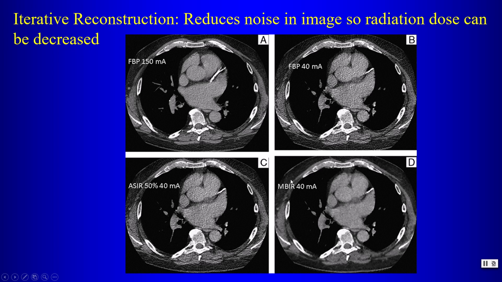If we use this different type of model-based iterative reconstruction here at 40 mA, we actually get less image noise than we have at 150 mA using filtered back projection. So what this means is that using iterative reconstruction, because this decreases the noise in your image, you can decrease the exposure factors up front in your CT protocols to decrease the doses to your patients. So this is something that we should be using in all our CT scans to decrease the doses in our CT protocols.